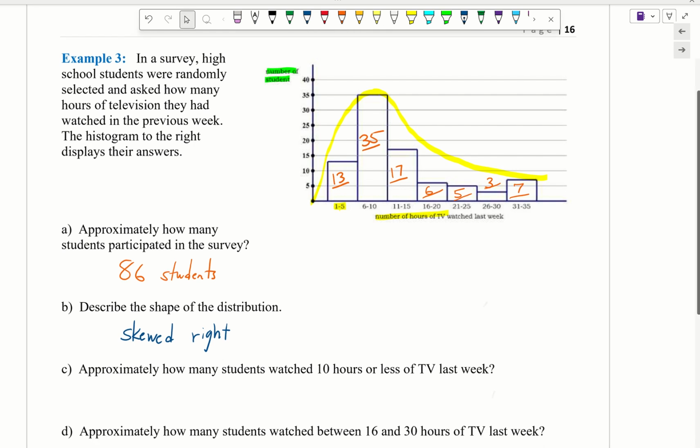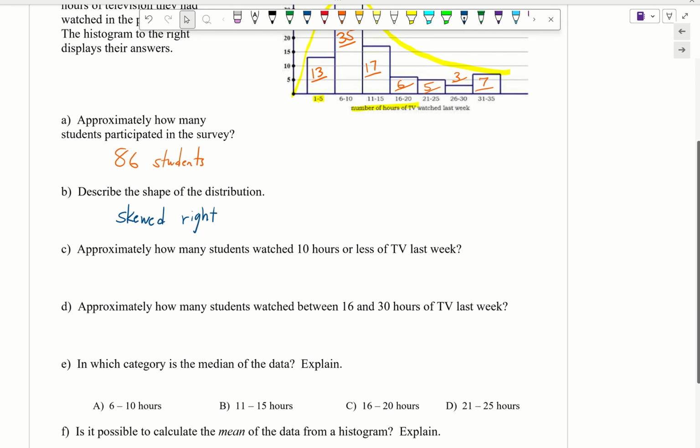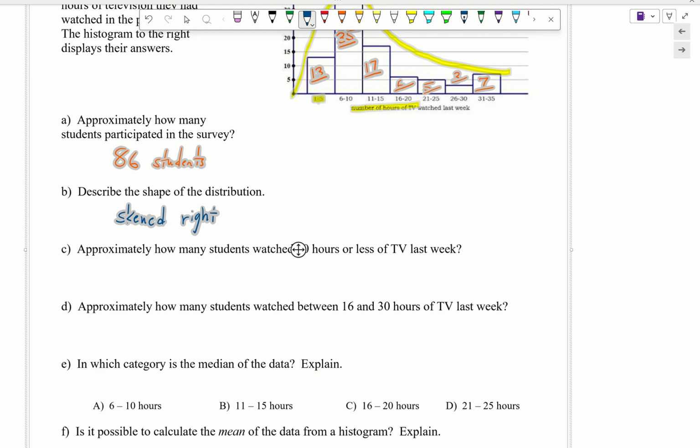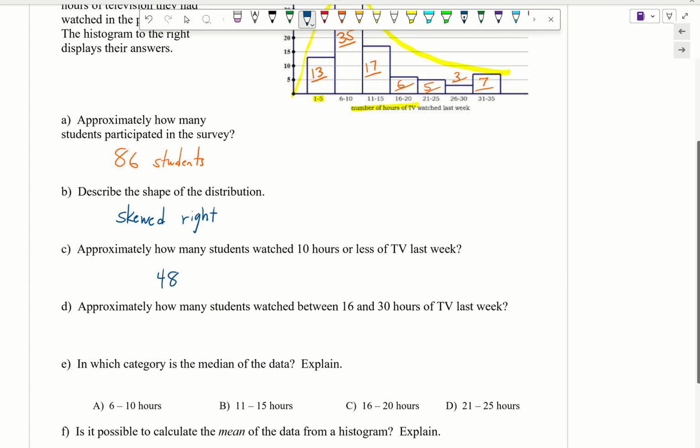All right, for part C, it says approximately how many students watched 10 hours or less of TV last week? So 10 or less means we're going to add basically the first 2 bars together. So we've got 35 plus 13. So that's going to be 48. So we got 48 students.